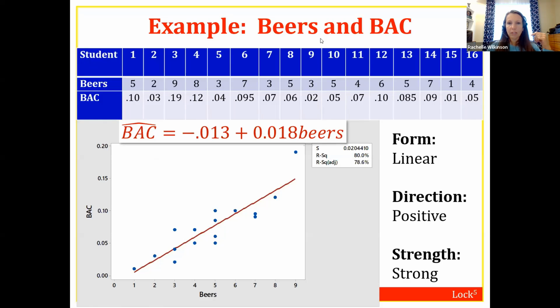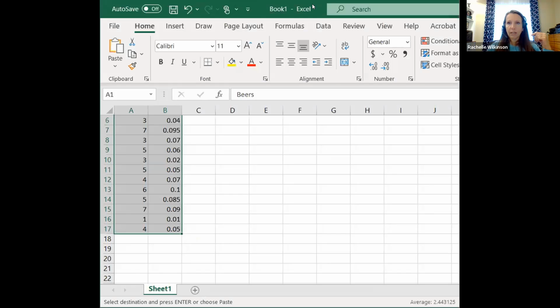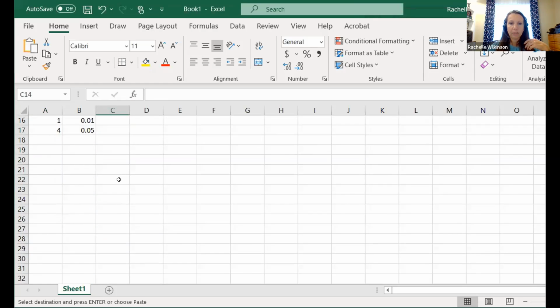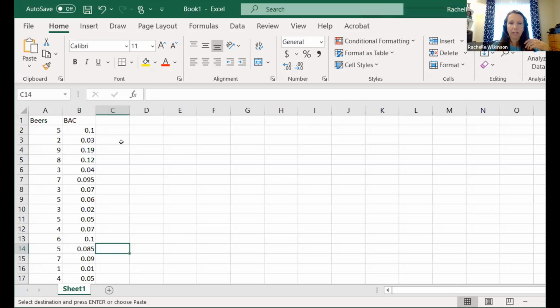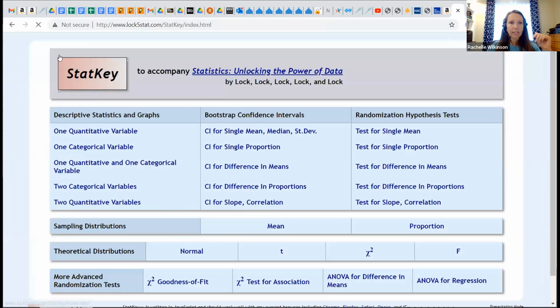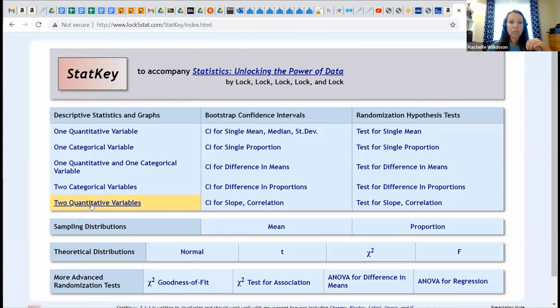I took the data and typed it into Excel here, straight from your PowerPoint. I've got one column for beers and one for blood alcohol content. So I'm going to copy this data so that I can paste it into StatKey. I'm going to come over here to StatKey, and I'm going to choose two quantitative variables, which is over here under descriptive statistics and graphs.